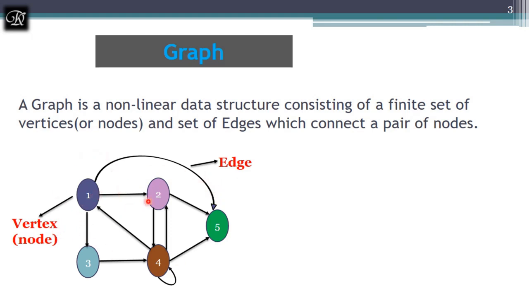See, 1, 2, 3, 4, 5. These are the vertices, which we can also call nodes, and the connection between them, we call it an edge. So there is an edge between 1 to 5, 1 to 2, and 1 to 3. Like that, we are having edges.